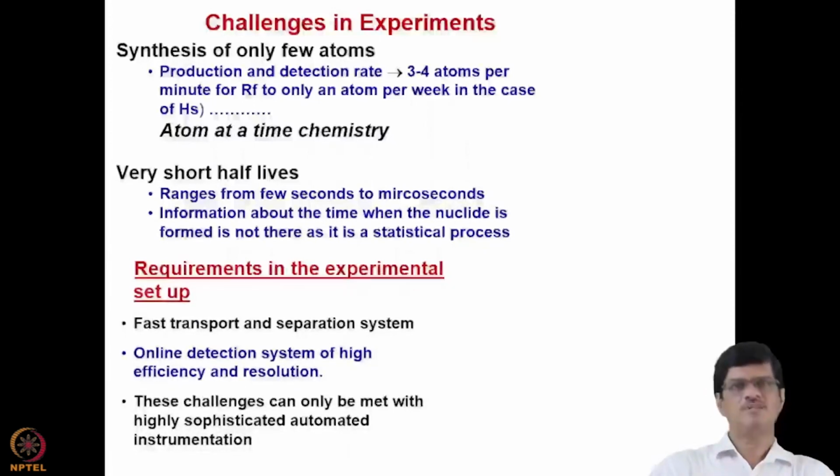With all this, it is very difficult actually carrying out these experiments, and many times thousands of experiments have to be carried out continuously over a period of several days, and the data obtained are to be finalized after getting the results. Now the requirements in the experimental setup: we need a fast transport and separation system. We also need an online detection system of high efficiency as well as high resolution. These challenges can be met with highly sophisticated automated instrumentation.